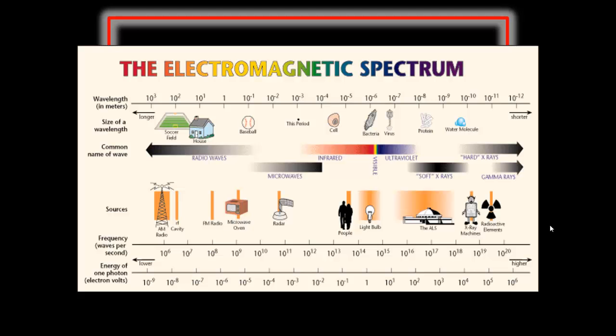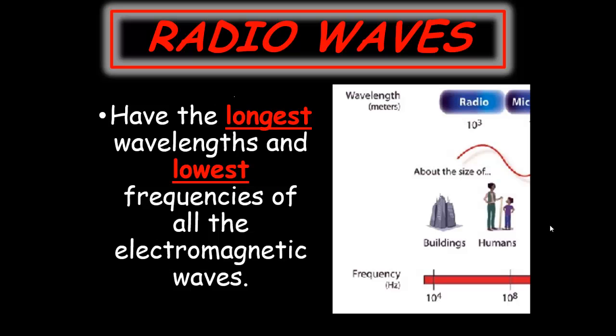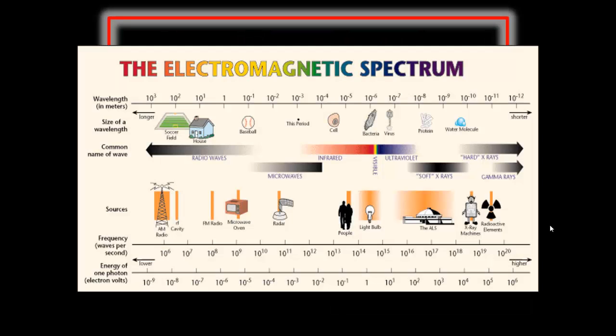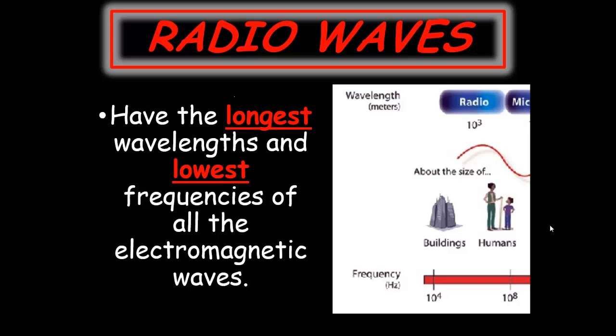And here's another example of your electromagnetic spectrum showing everything. Radio waves have the longest wavelengths with the shortest frequencies of all the electromagnetic waves. Okay, so we're used to radio waves. You turn on your dial, listen to the radio, that kind of thing.